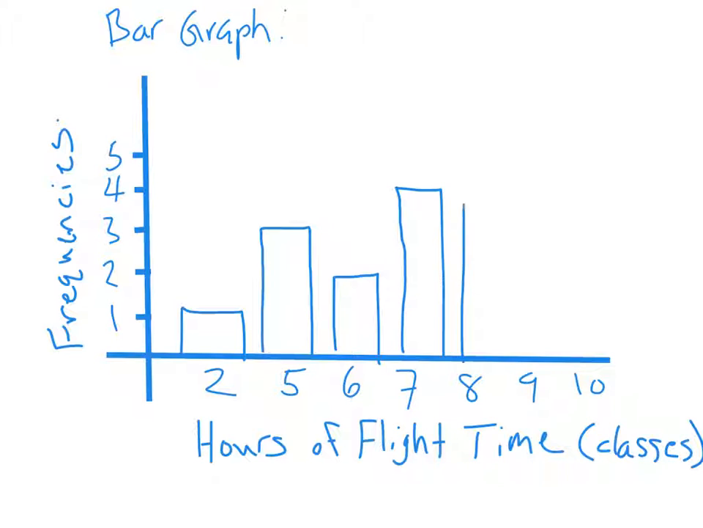8, there were 4. 9, there were 3. And 10, there were 3. Right, and that's it. That's a bar graph.